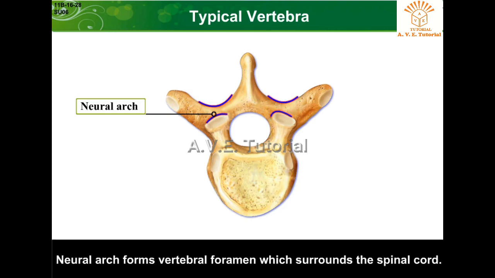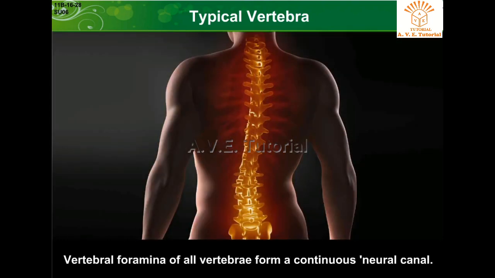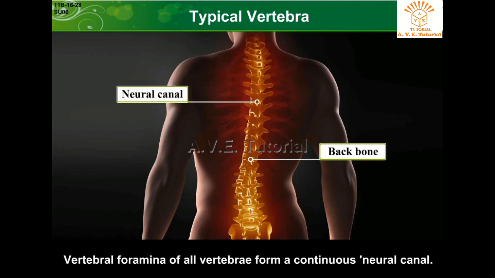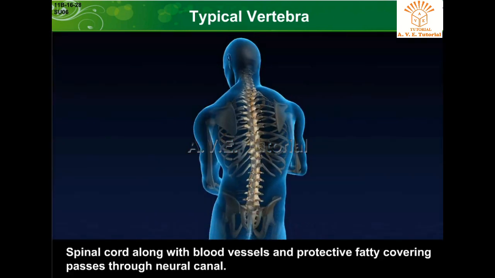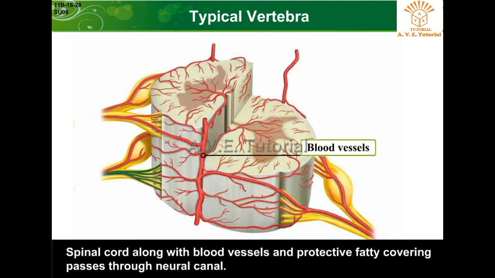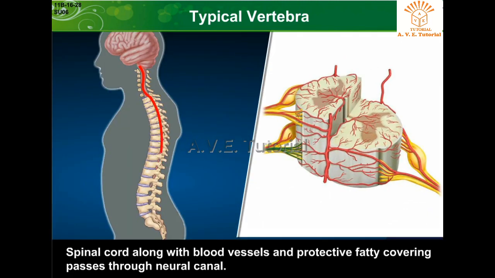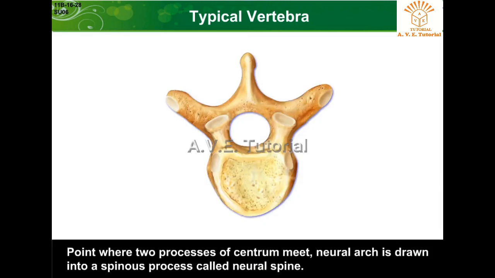Neural arch forms vertebral foramen which surrounds the spinal cord. Vertebral foramina of all vertebrae form a continuous neural canal. Spinal cord, along with blood vessels and protective fatty covering, passes through neural canal. Point where two processes of centrum meet, neural arch is drawn into a spinous process called neural spine.